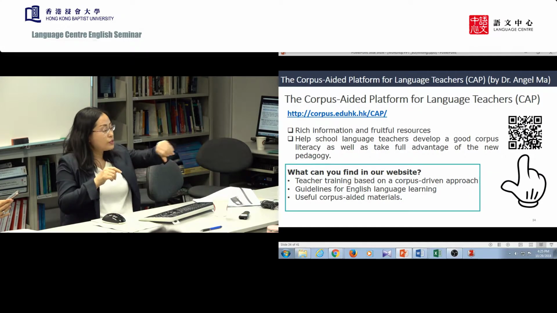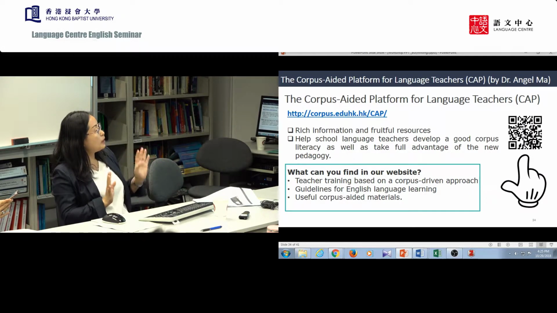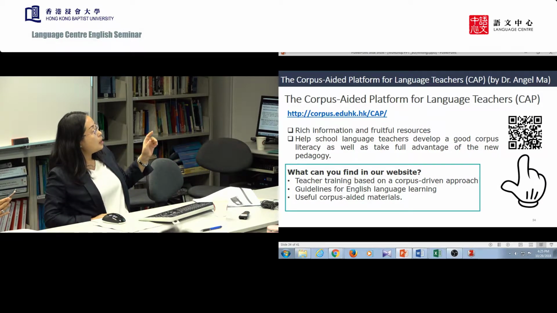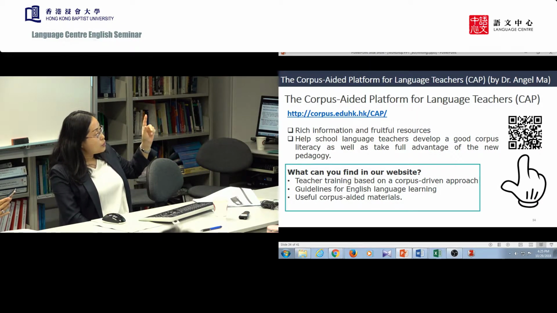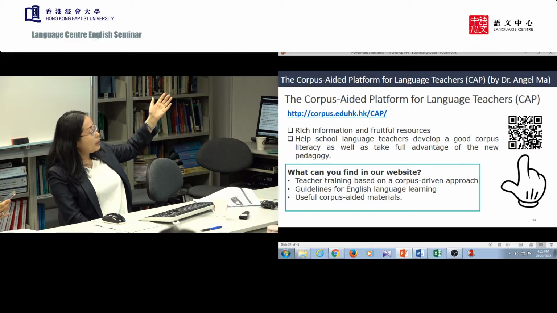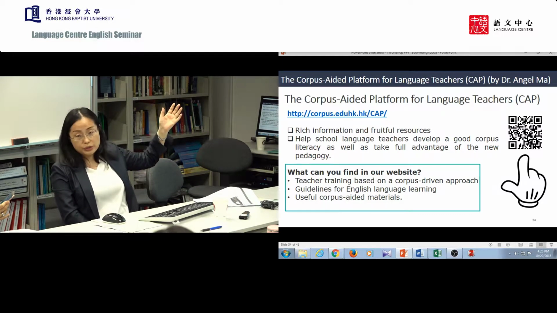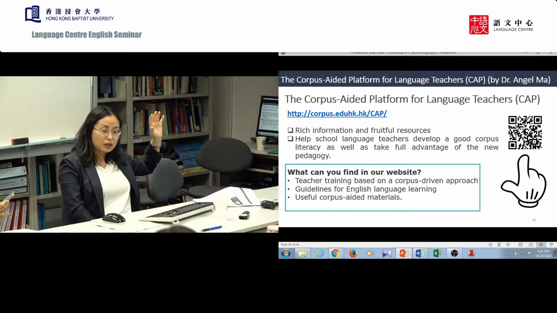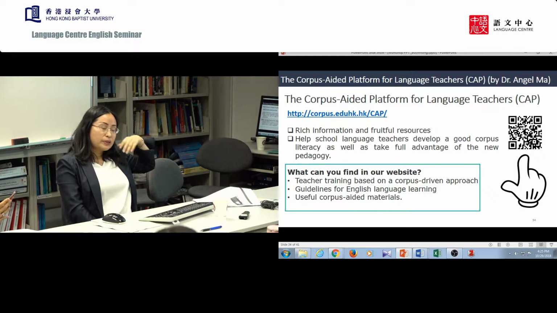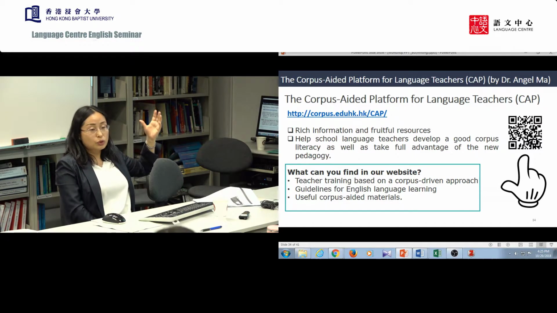I'm going to just spend a few minutes on this. At the end of the project, we combined a website for school teachers, language teachers, to give them basic knowledge, to help them develop a basic corpus literacy, how to use corpus tools.